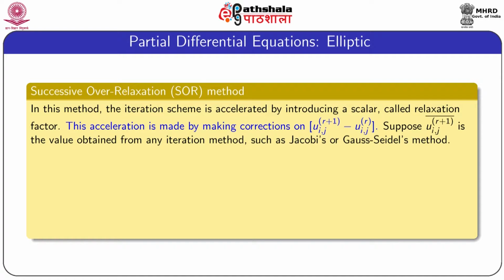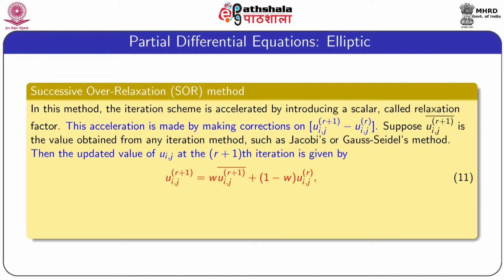Suppose uij at r plus 1, bar, represents the value obtained from any iteration method, it may be Jacobi's method or Gauss-Seidel method. Then the updated value of uij is given by the following formula. This is a very interesting formula. uij at the r plus 1 iteration is equal to w into uij at r plus 1 iteration bar, this is the corrected value, plus 1 minus w into uij at r. The second part is the new addition in the successive over relaxation method, where w is called the relaxation factor.